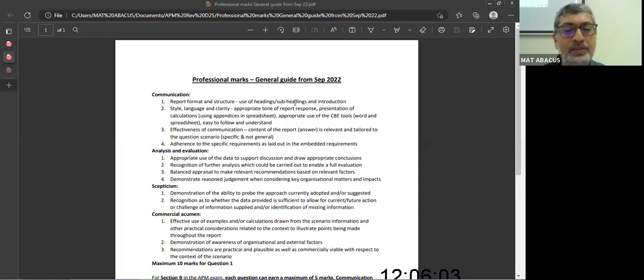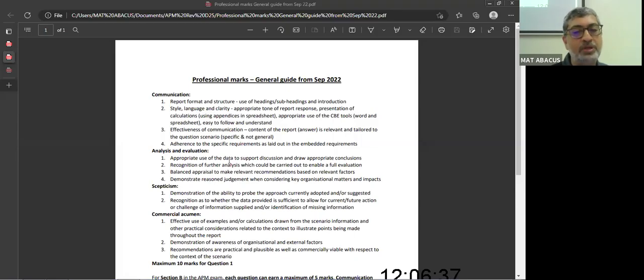Use of headings and subheadings, and introduction. This first line is basically 3 marks: report title, format, structure using headings, and introduction. Then we get 1 mark for using the spreadsheet and linking it. Then, of course, you have additional marks: style, language, and clarity, effectiveness of communication, and adherence to specific requirements as laid out in the embedded requirements. The last one is not so evident, but we sometimes are able to give it.